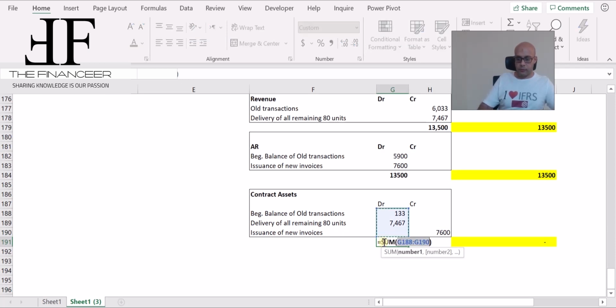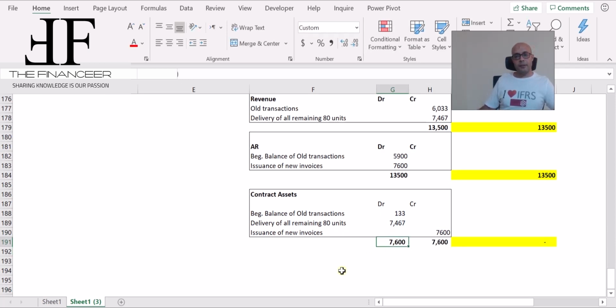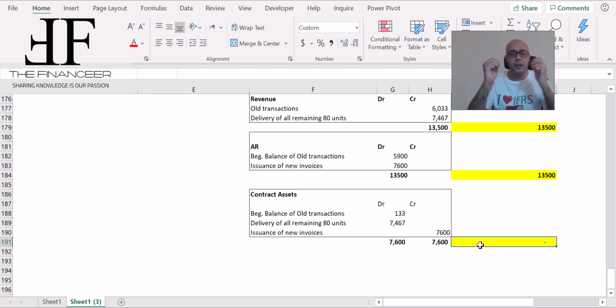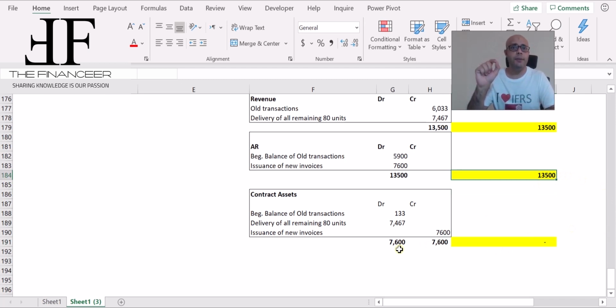Now let's do a summation. You will find the total debit side 7,600 and the total credit side 7,600, which means that the closing balance of the contract asset is zero. This means that contract assets, after all of the deliveries, after revenue recognitions, after issuing the invoices, will be settled to zero. Now you don't have any balance for contract assets in your balance sheet. You only have a balance in the balance sheet related to account receivable, which is 13,500. And your revenue is the same value.